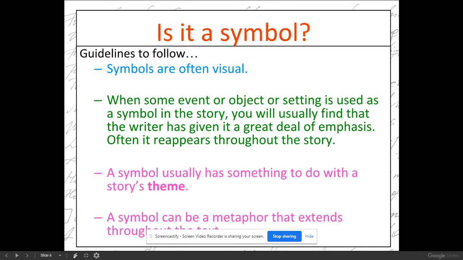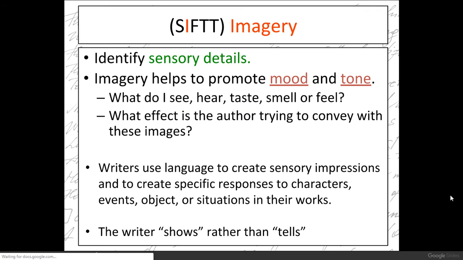So, guidelines to follow. Symbols are often visual. When some event or object or setting is used as a symbol in the story, you will usually find that the writer has given it a great deal of emphasis. It will reappear throughout the entire story or throughout the novel. A symbol usually has something to do with the story's theme. A symbol can be a metaphor that extends throughout the text, so a comparison of two things that you will see repetitively throughout the novel or the story or the poem.